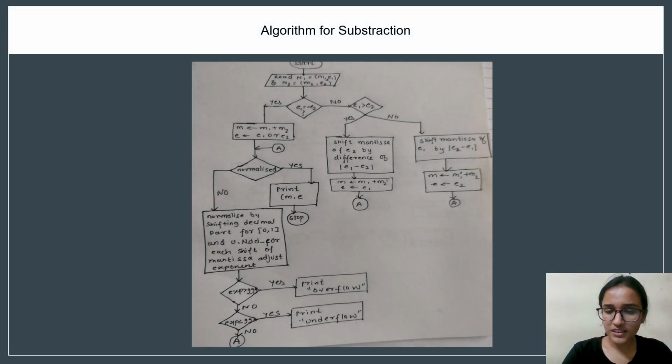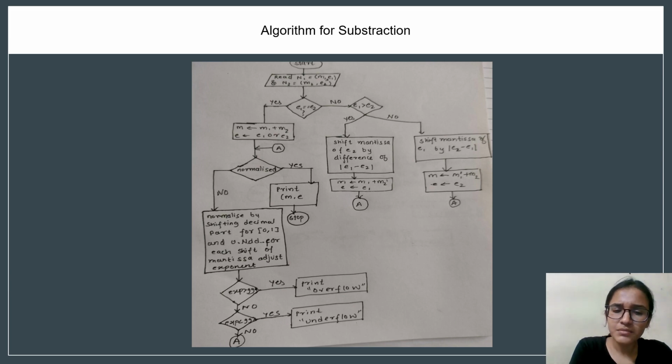So this is the flowchart for subtraction. Make a note that the flowchart for subtraction and addition is the same. Here we will be reading the input as both of the numbers n1 and n2 with separated values of mantissa and exponent. Then we will check the exponential part of both the numbers. If the exponential part is equal, we will add the mantissas of the numbers and check whether the obtained number is normalized or not.